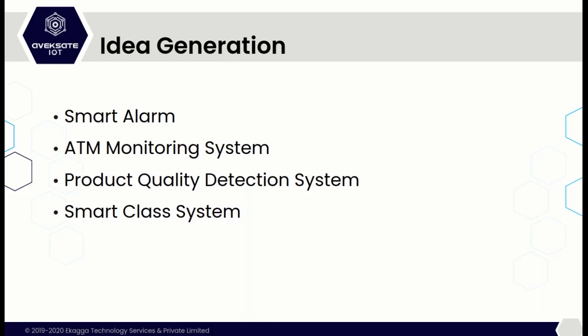There is a product quality detection system. Think of a system which is making some boxes or screws, or some component, so that can also be monitored with the help of IoT, where you can detect the issue beforehand.